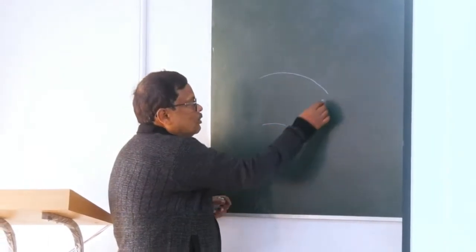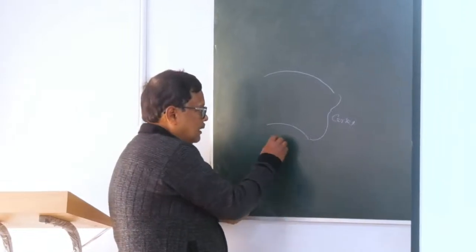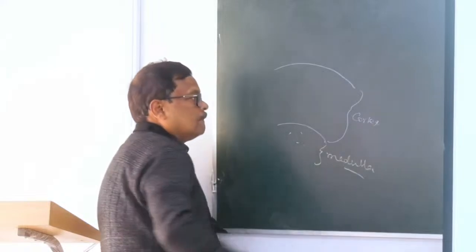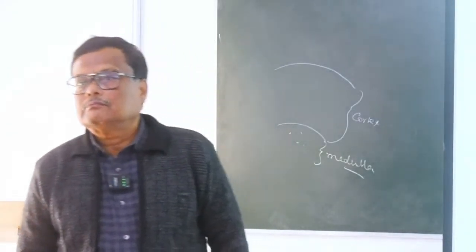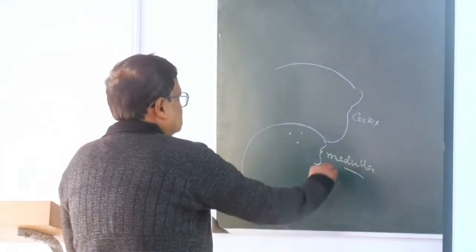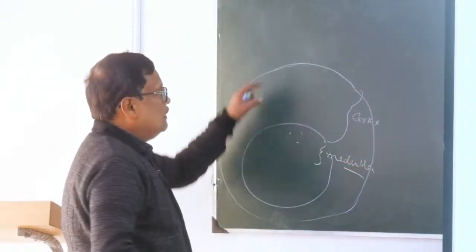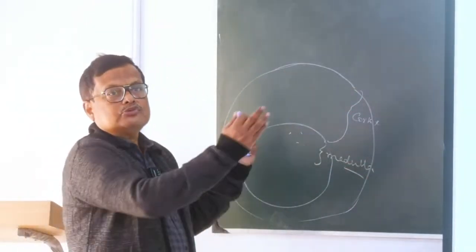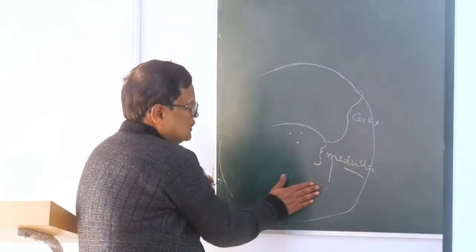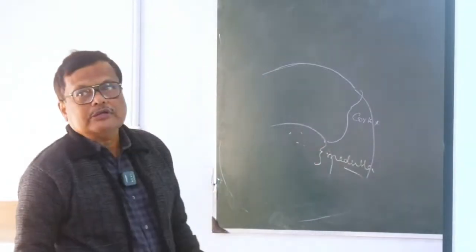This is the cortex and this is the medulla. Actually, it is like that. Cortex and a medulla. But we cannot see it as a whole by a single focus. So we only see the part. On the single focus, we see the part. So, cortex and medulla.